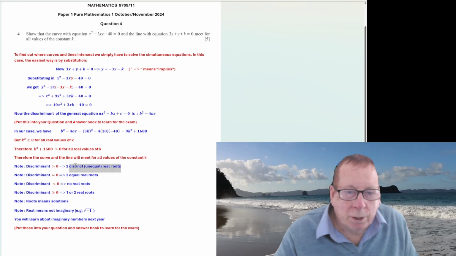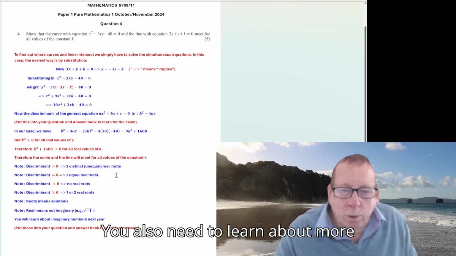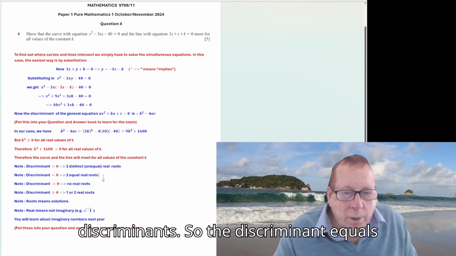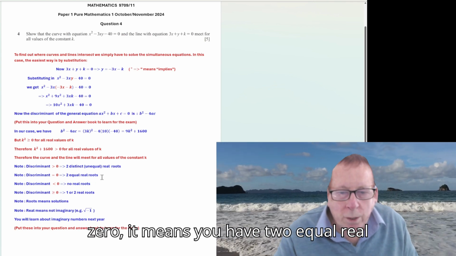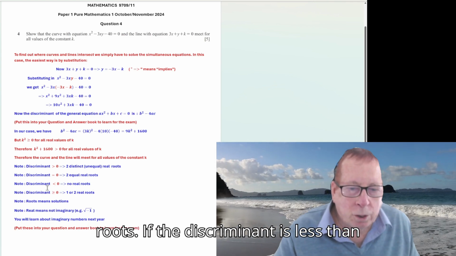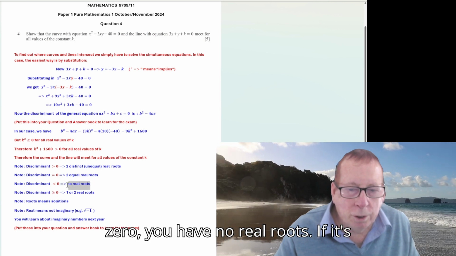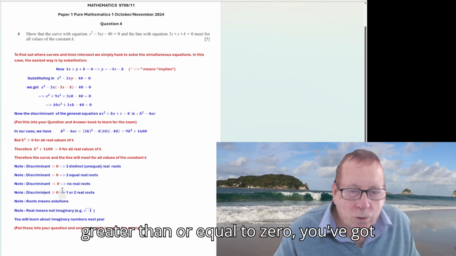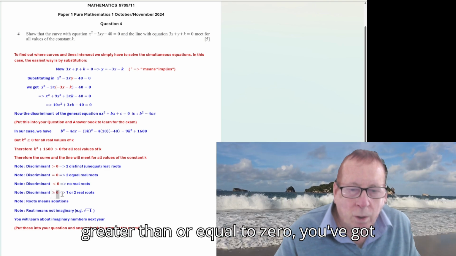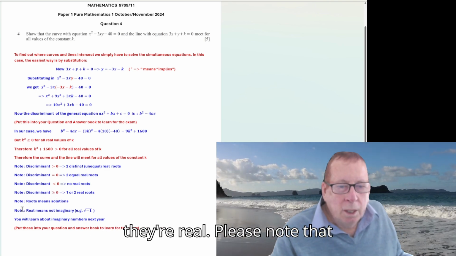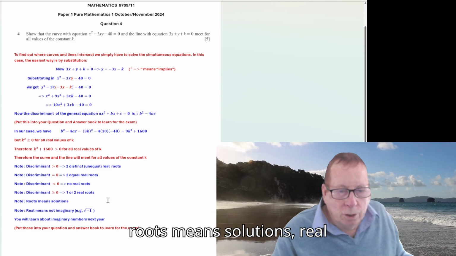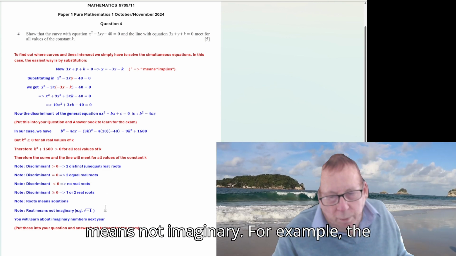You also need to learn about more discriminants. If the discriminant equals 0, it means you have two equal real roots. If the discriminant is less than 0, you have no real roots. If it's greater than or equal to 0, you've got one or two real roots, but in any case they're real. Please note that roots means solutions, real means not imaginary.